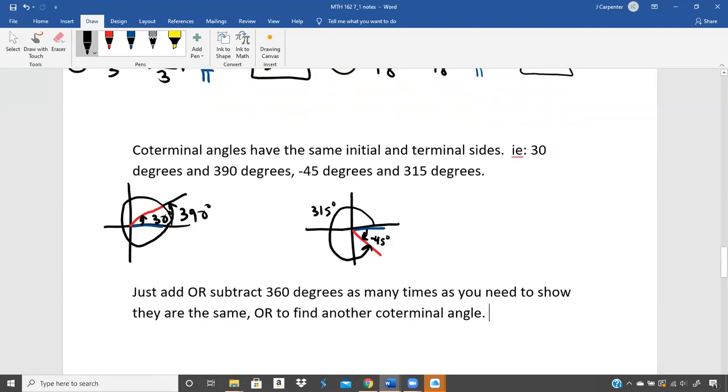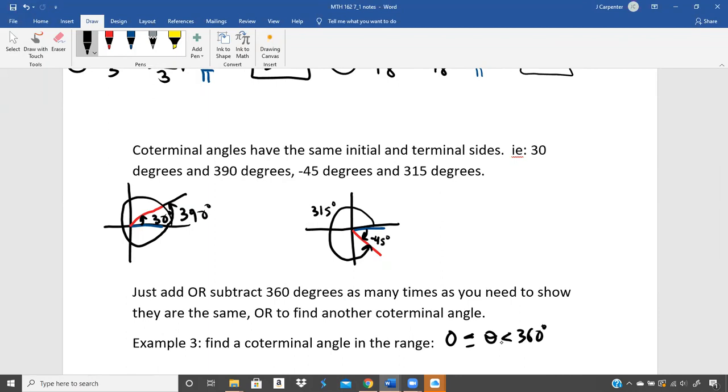All right, example 3, I believe. We are going to find a coterminal angle in the range, and I'm going to put this in degrees. Let's go 0 less than or equal to the angle less than 360 degrees. That's a terrible looking less than. Let's redo that, make it a little prettier. There we go.